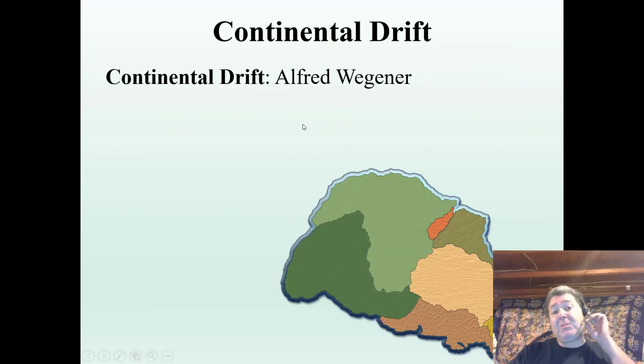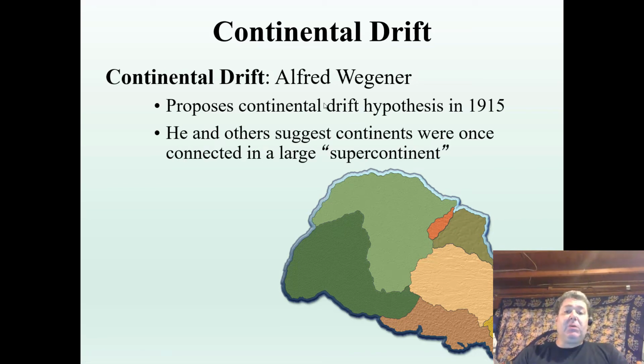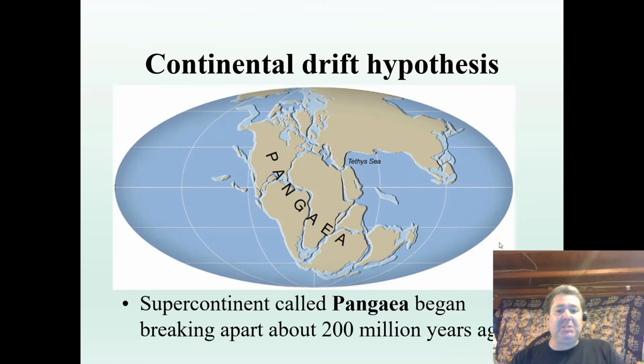But let's look at continental drift. This was proposed by a gentleman named Alfred Wegener back in 1915, so a while ago. His idea was that at one time, all of the continents were together in a large supercontinent called Pangaea, and he had a bunch of evidence to support this. So here's Pangaea.